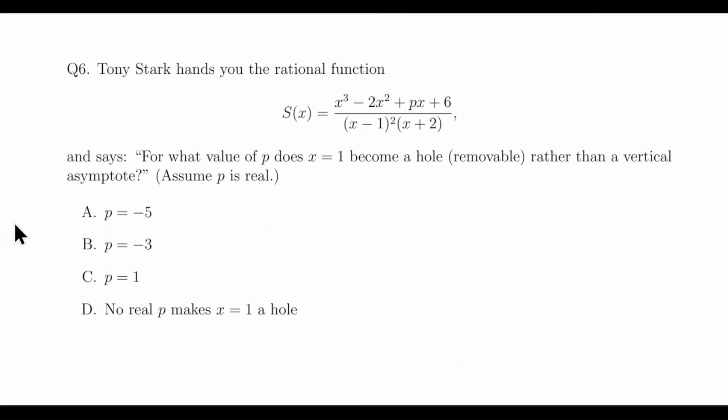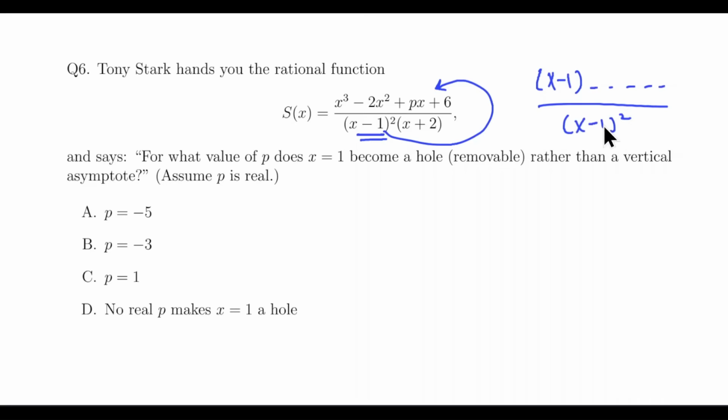All right. Oh my goodness, look at that. Tony Stark hands you a rational function and he says, for what value of p does x equal to 1 become a hole rather than a vertical asymptote? Okay, excellent. I can see that the power of x minus 1 is square. So it would make sense that if I put x equal to 1 over here, then it should be a root, and it should have a multiplicity of at least 2, because only having an x minus 1 on the top will not suffice, because the degree of the denominator is still more and it will become a VA. So first you have to make sure that x equal to 1 is a root and find that p.